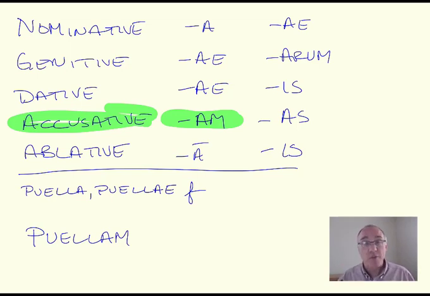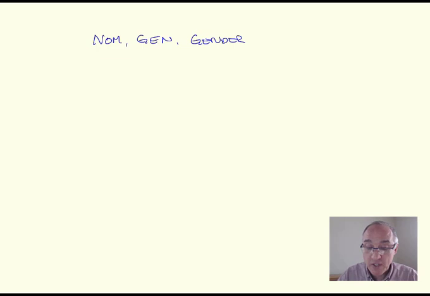So let's talk about these first declension nouns and what it means to be a first declension noun. First of all, nouns, with three exceptions, and we'll get to those in just a second, are feminine. And nouns are listed in the dictionary in this way. They are presented with their nominative case, the genitive case, and then the gender. And Latin nouns have three genders: masculine, feminine, or neuter.